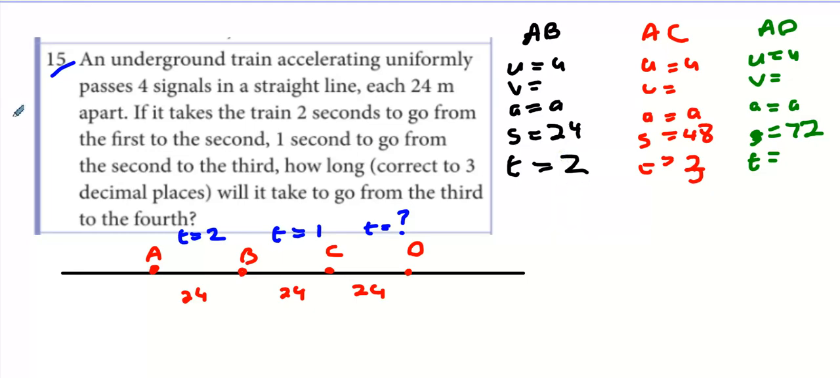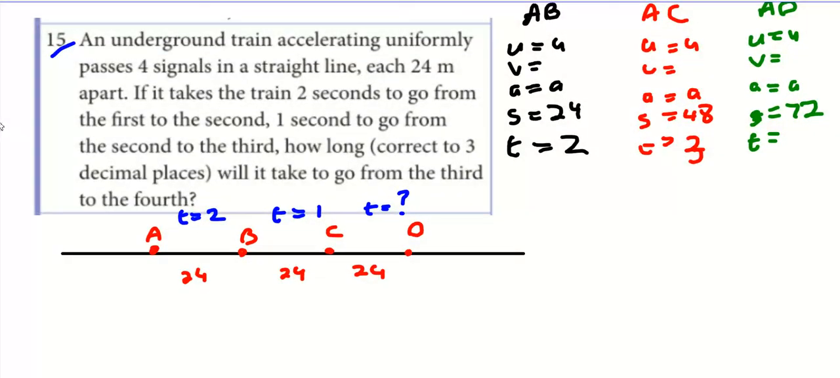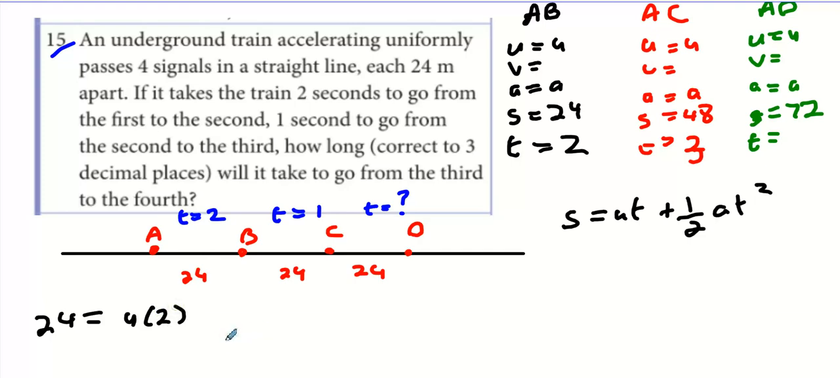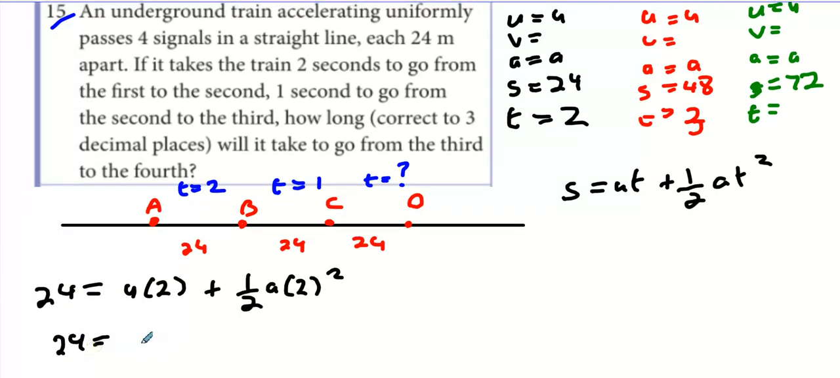Which formula are we going to use? It's the one we used earlier, the only one that hasn't got a V in it. S equals UT plus a half AT squared. So, using the black data set, it's 24 equals U times 2 plus a half A times 2 squared. 24 equals 2U plus 2A. 12 equals U plus A. All right.